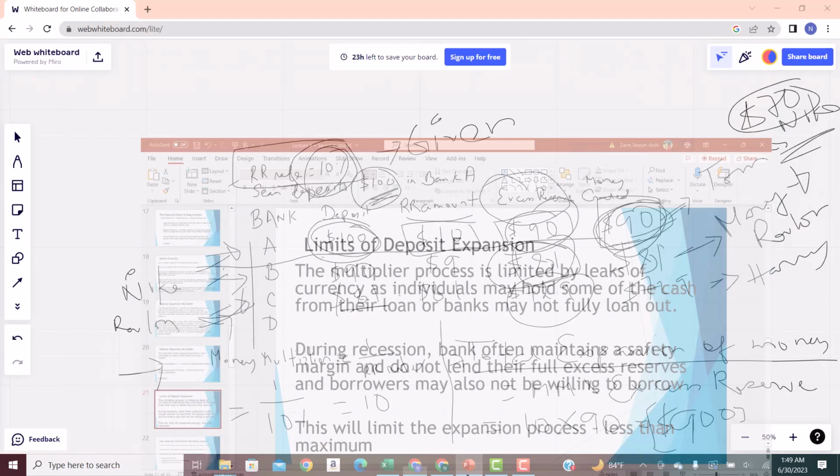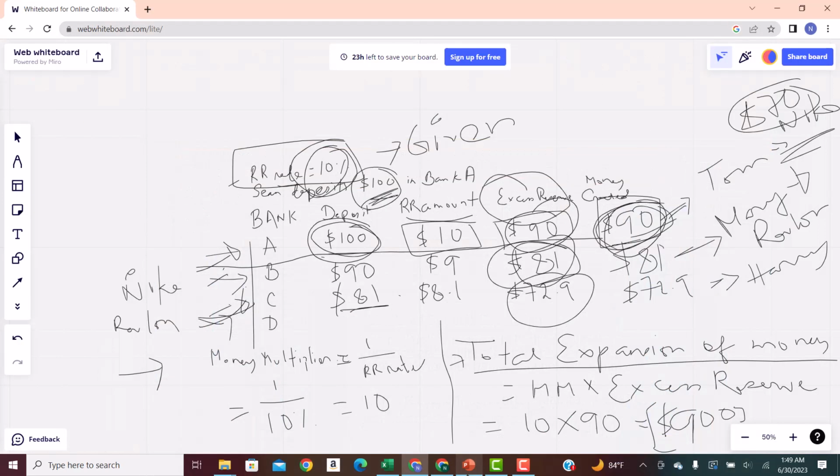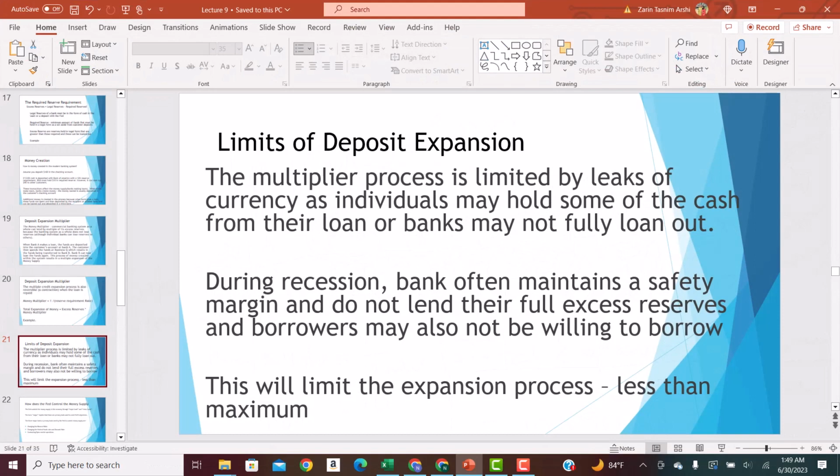So when you go to the next line, Nike will now only deposit 70 and not 90, and therefore the required reserve amount will be 7, and the excess reserve, instead of 81, will be 63. So see, this is one way. When people do not spend the entire loan amount they are given, it reduces the impact of expansion.